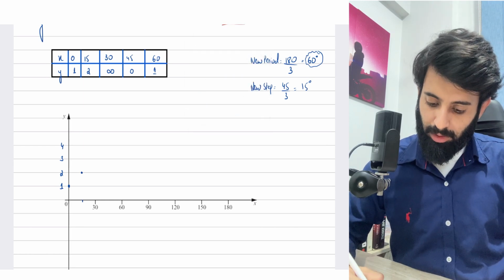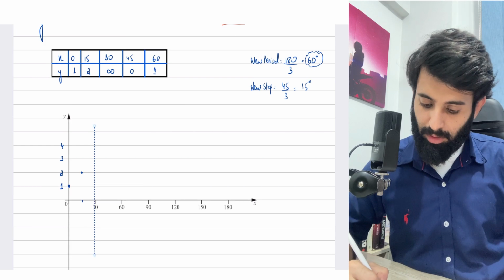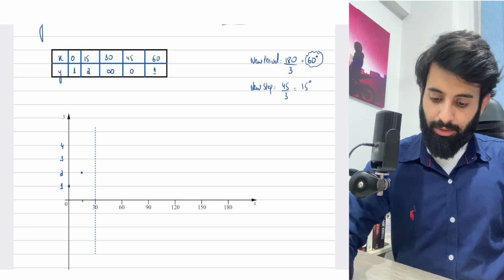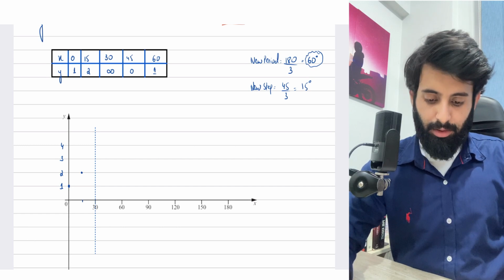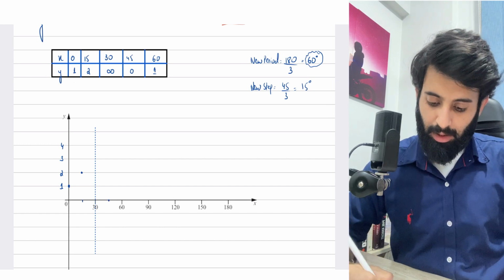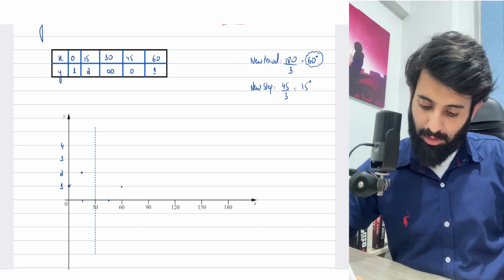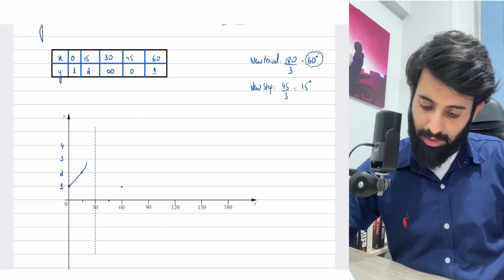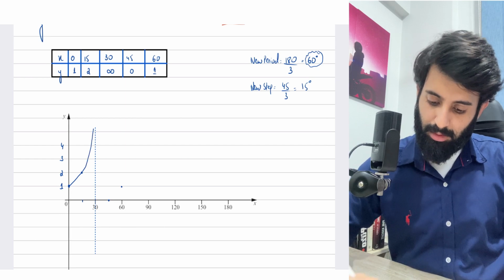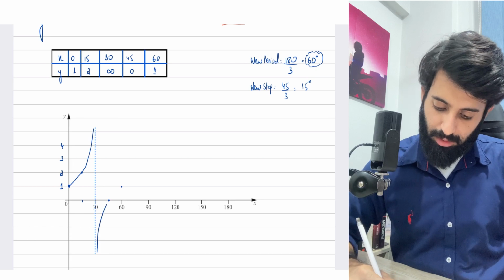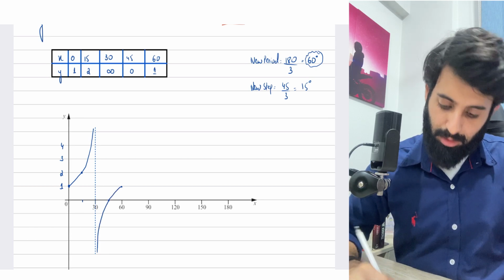So we're going to make those infinite dotted lines, which we call asymptotes. Okay, and at 45 it's 0, so I'm just going to mark that over here. And at 60 it is 1. Okay, so let's draw the first half of the first cycle. So that's what this is going to look like. And then after positive infinity, it's going to start from negative infinity, and this is what you're going to get.